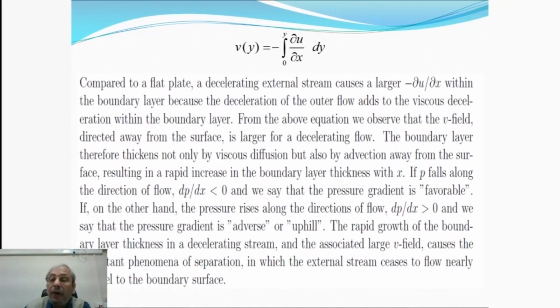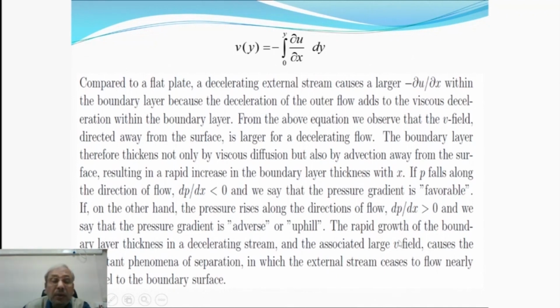If P falls along the direction of the flow, that means dP/dx is negative, and we say that the pressure gradient is favorable. If, on the other hand, pressure rises along the direction of the flow, we say that the pressure gradient is adverse or uphill. We have been discussing this.